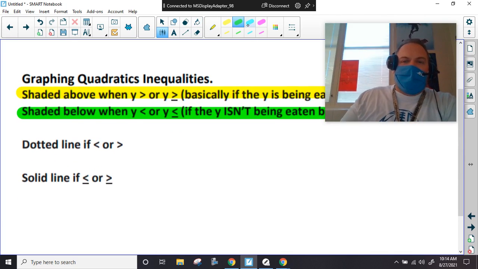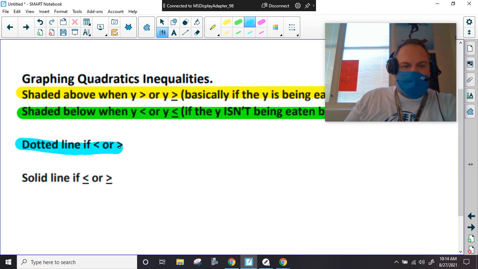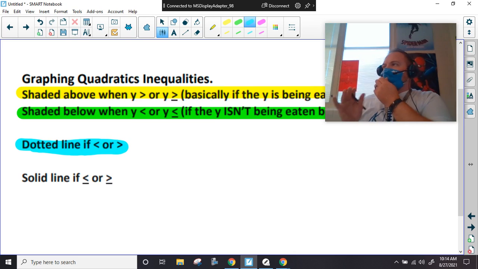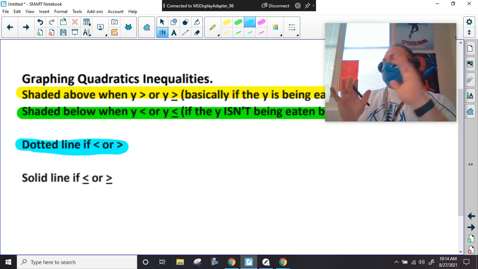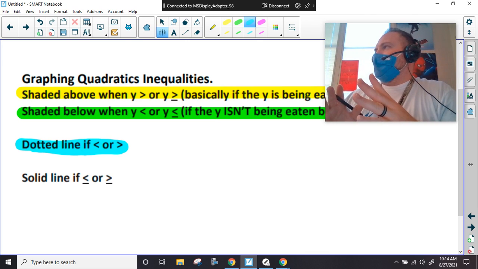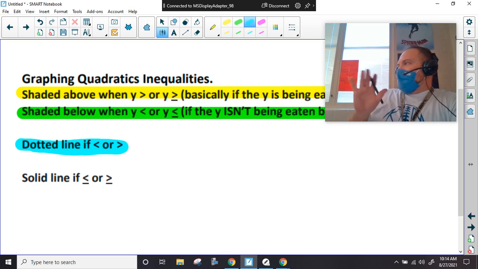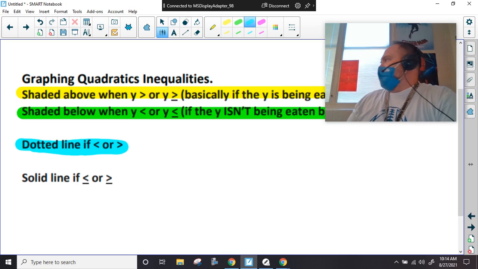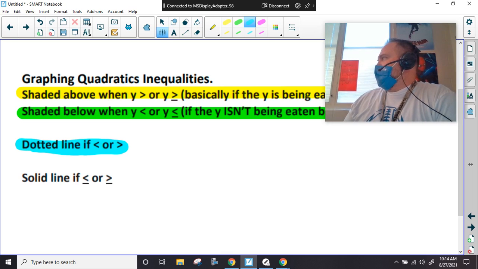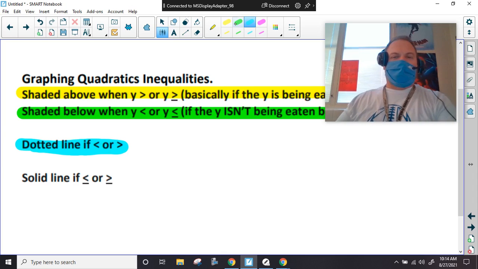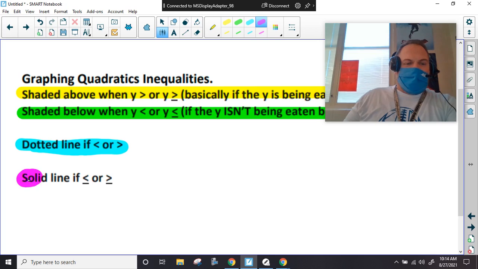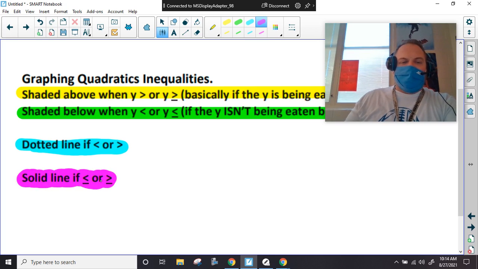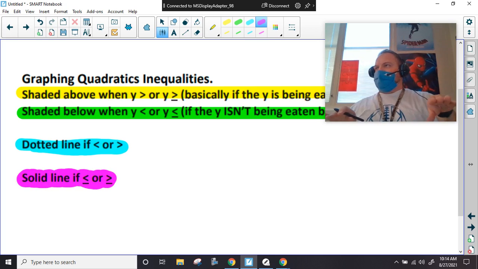Now, it's a dotted line if there's no line underneath the sign. That's the graphical representation of being friend zoned. We acknowledge that it's there, but we don't include it. Yes, it does happen to the best of us. And then it's a solid line if it has a line underneath it.